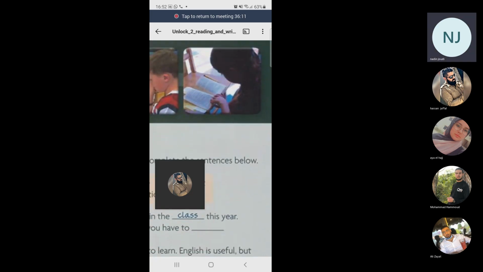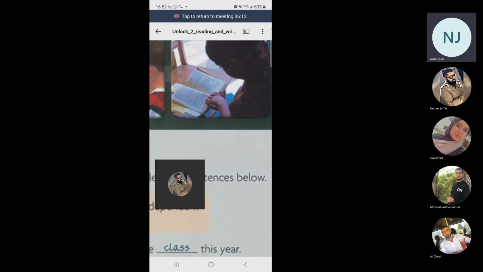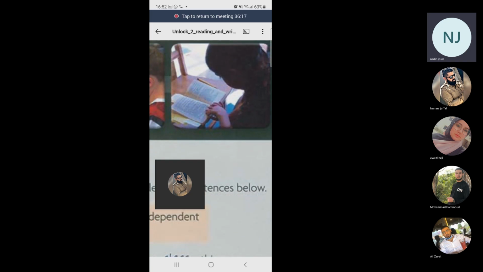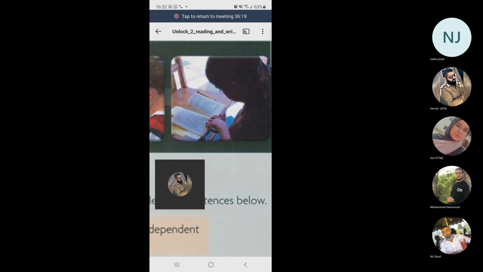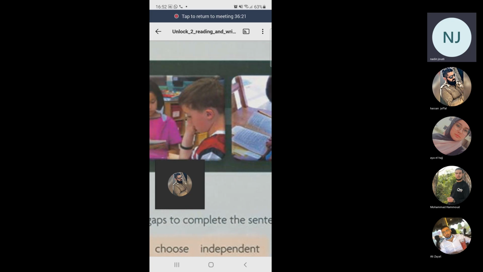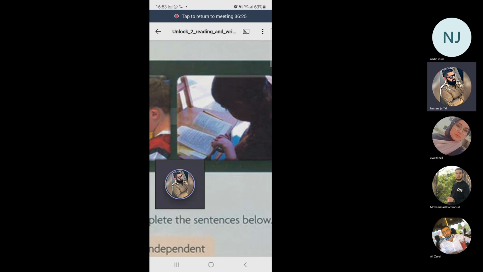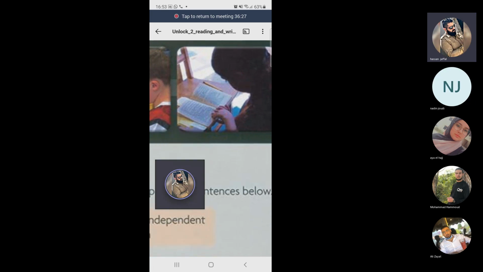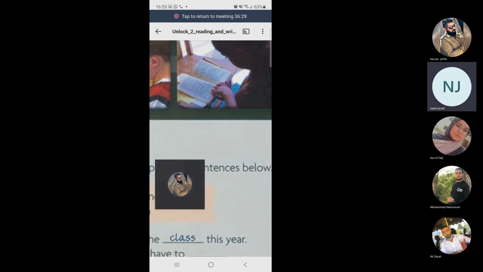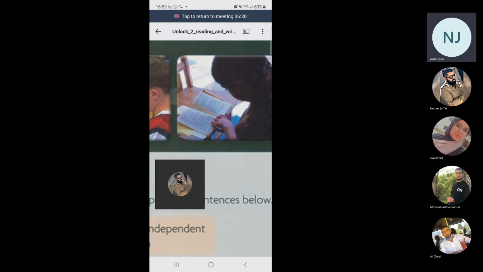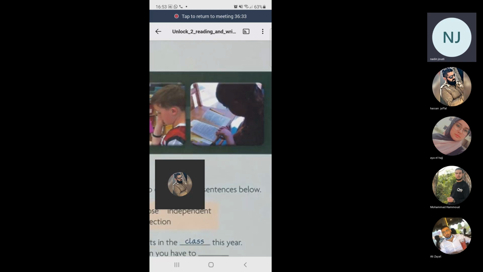And here on the right side, we see a lady who seems older than these two kids. Yes, she is older and she is reading a book. She's reading a book on her own, independently. So the word is independent, alone.